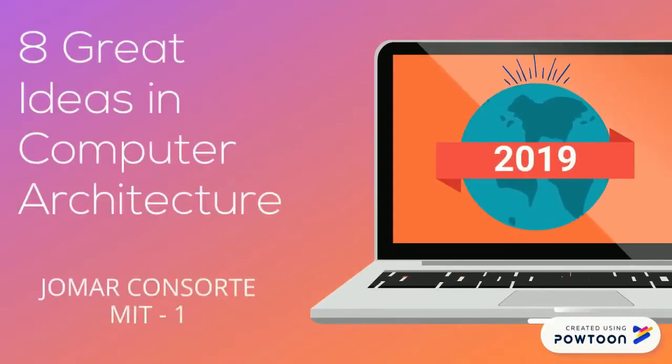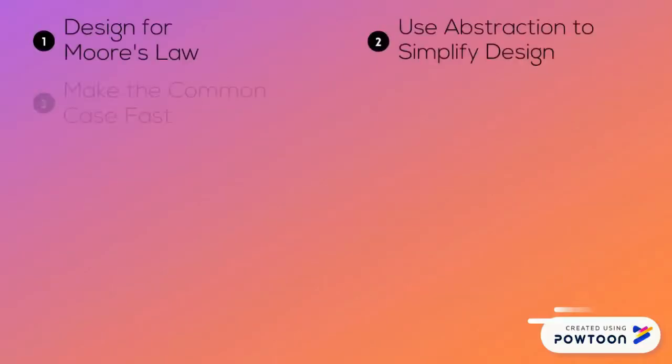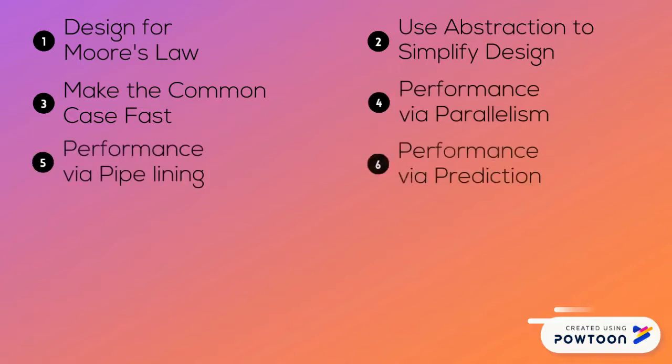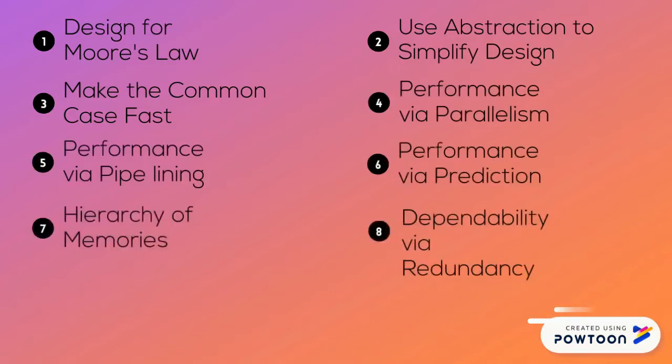8 great ideas in computer architecture. Number 1, design for Moore's law. Number 2, use abstraction to simplify design. Number 3, make the common case fast. Number 4, performance via parallelism. Number 5, performance via pipelining. Number 6, performance via prediction. Number 7, hierarchy of memories. And number 8, dependability via redundancy.